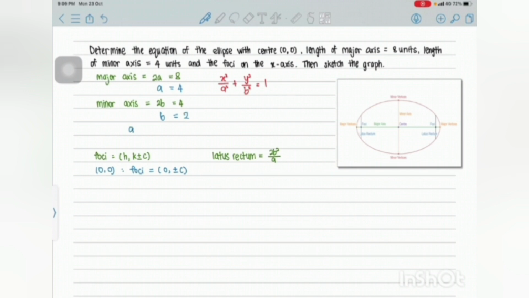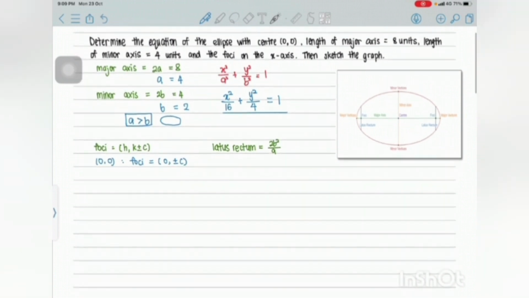Because a is bigger than b, our graph is horizontal. The ellipse is horizontal. Since we found a and b, we can write the standard form of the ellipse. So this is the standard form of the ellipse. Then we just substitute a squared and b squared inside. So a squared is 16 because it's 4 squared, and y squared over b squared, b squared is 4, equals 1. So this is the equation of the ellipse.